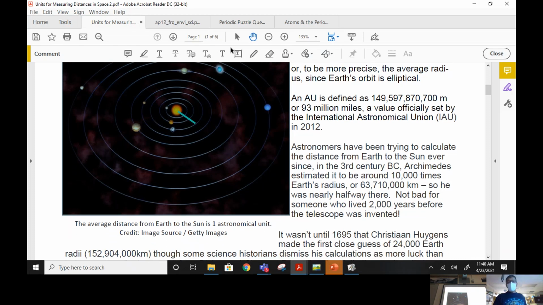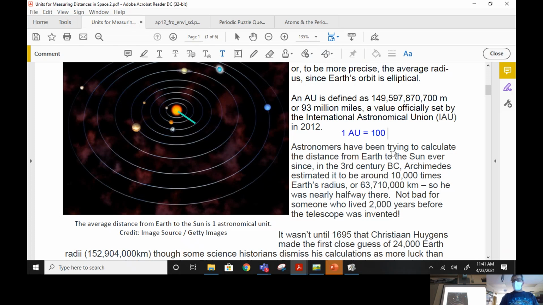Let's do this. Right here, where it says an AU is defined as, let's write down an easier way to remember it. So it was 93 million miles, but we can just round that off, I think, for our purposes to 100 million. Makes it a lot easier to work with.